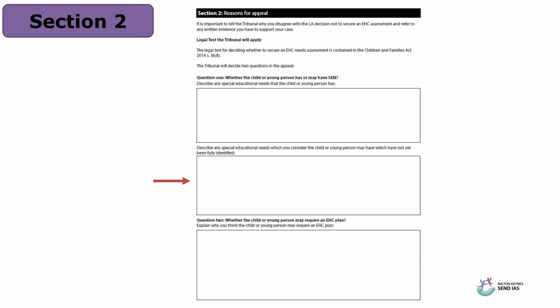The second box is where you can tell the tribunal if your child has any special educational needs which you don't feel have been fully identified. If the child or young person is waiting for a specialist assessment, you can share that information here and what difficulties have led to it.